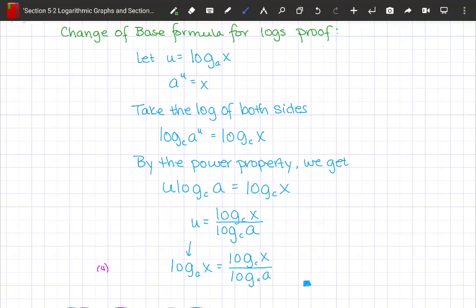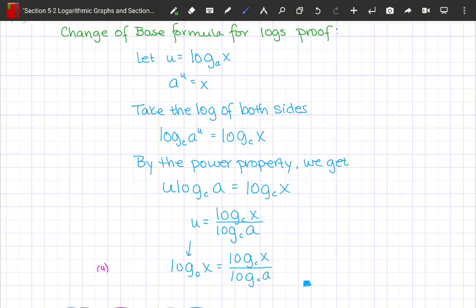The power property says if I have a power in an argument, I can take that power and move it in front, which I did. So now this is u times this log. Because it's multiplication, I can divide both sides by that log. I wind up with this. But u was defined as log base a of x, and voila, we have the change of base formula.